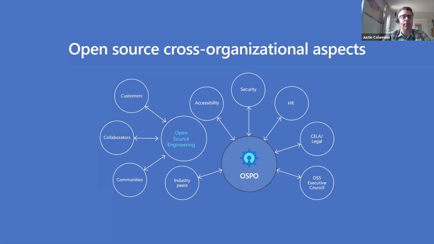And then working with the open source executive council on overall strategy for the company and building out the policies that work, which then get implemented by the open source engineering team in our developer systems, so that we can track the open source we use, we can get bills of materials out, and so forth. So the function the OSPO serves, at least at Microsoft, is a central location to interface with all the different stakeholders across the organization to make a one Microsoft policy, so things are easy for developers and there's not a lot of churn.